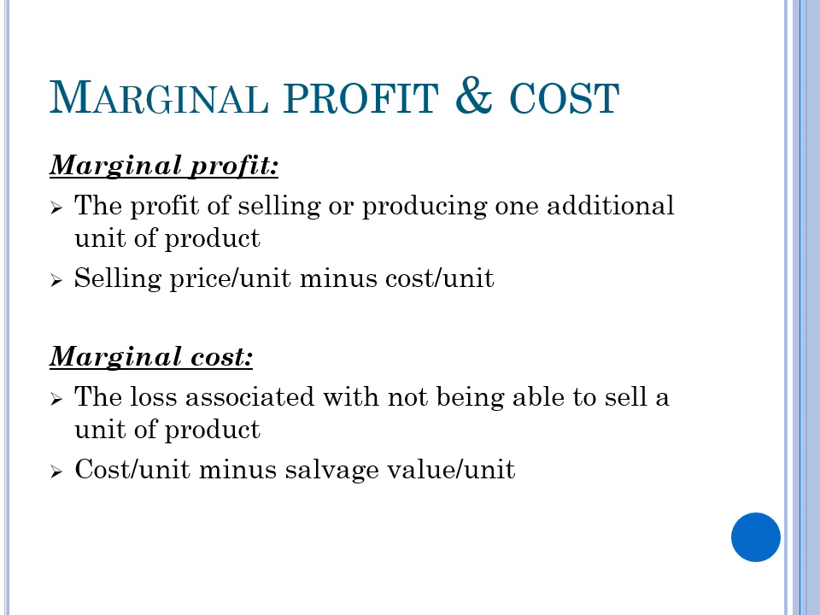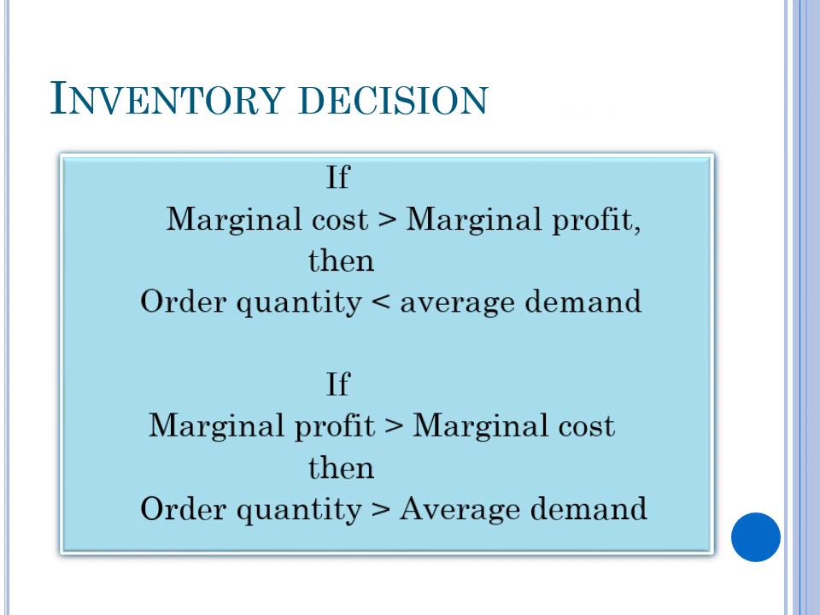Marginal profit is the profit of selling or producing one additional unit of product, which is calculated by subtracting cost per unit from selling price per unit. Marginal cost is the loss associated with not being able to sell one unit of product, and it is calculated by subtracting salvage value per unit from cost per unit. So how do we make the decision? If marginal cost is greater than marginal profit, then order quantity should be less than the average demand, and vice versa. If marginal profit is greater than marginal cost, then order quantity should be greater than the average or forecast demand.